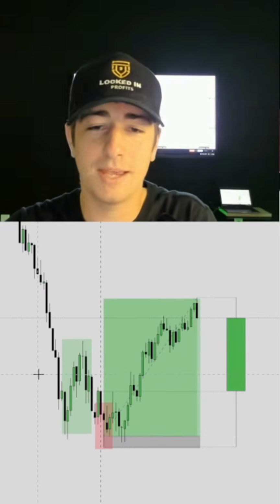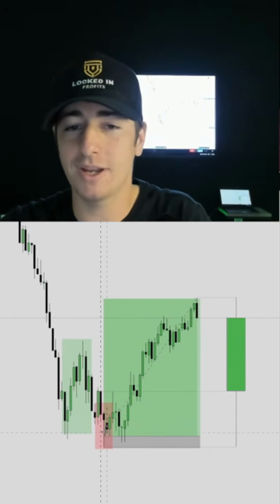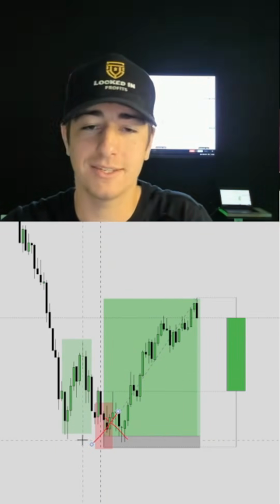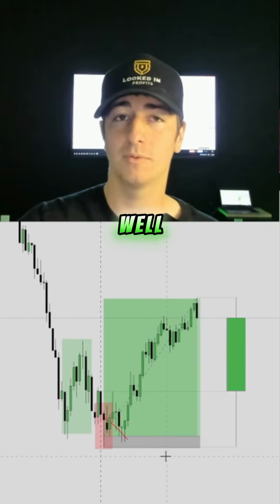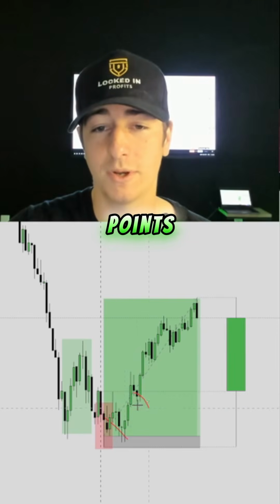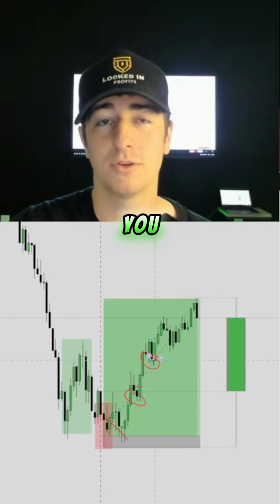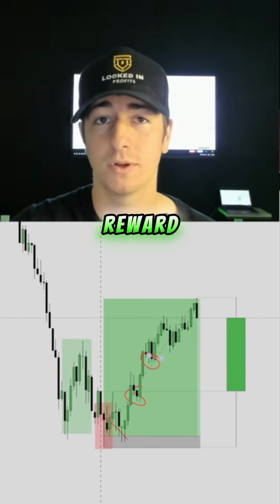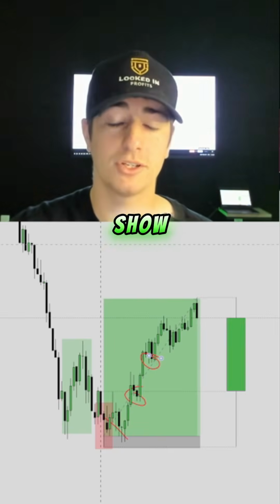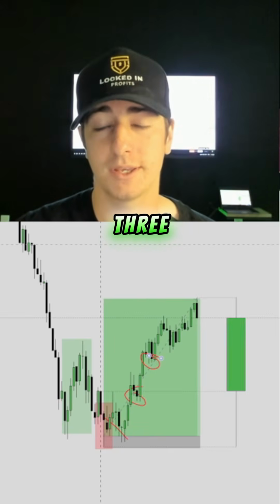So you see an A plus PO3 setup, but you weren't able to enter at the bottom because you hesitated. Does that mean you're completely out of the play and just have to watch it go without you? Well, not exactly. There's a couple points within a distribution leg where you can actually enter into the trade, and sometimes it gives you a better risk to reward than even the first entry did. In the next minute, I'm going to show you exactly how to catch PO3 continuation trades.